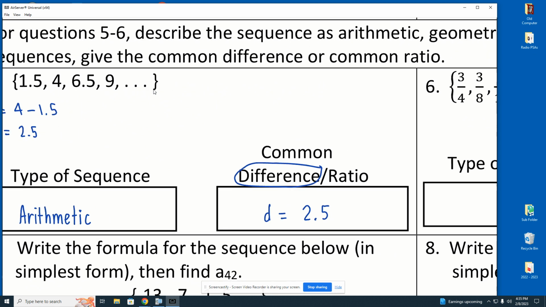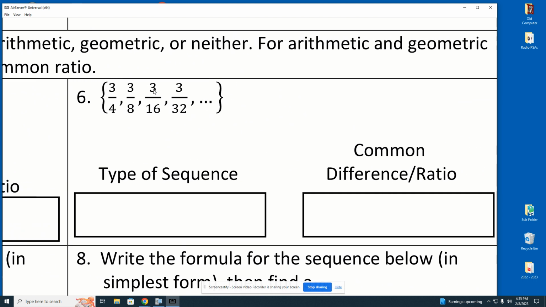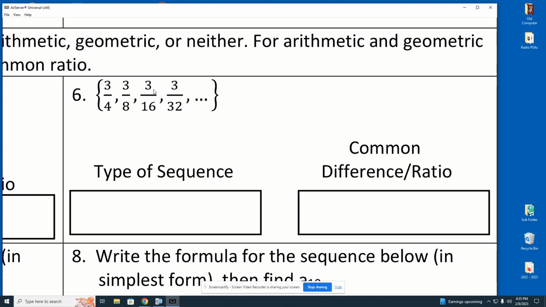All right, so let's keep on moving. Number 6. Now, again, I know these are fractions, but you can't let fractions bother you. So I want you just to take a moment and let's check to see if this has a common difference. Because maybe you have no idea. So you take the second term, 3 over 8, and you subtract the first term, 3 over 4. So if I were to do that, that would end up being negative 3 over 8.